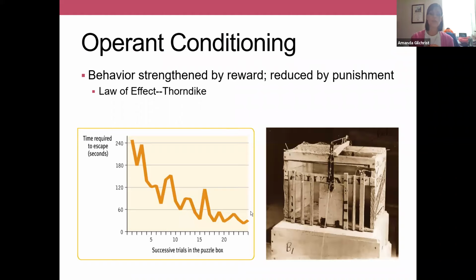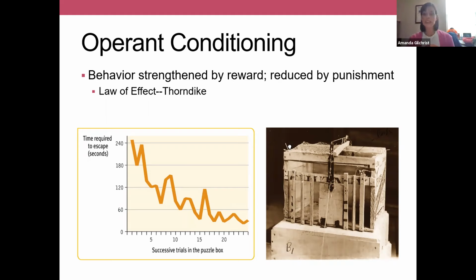So one of the first people to actually look at operant conditioning was Edward Thorndike. And what he ended up finding was that behavior will often either be strengthened by reward or reduced by punishment. So in general, he calls this his law of effect. Behaviors that lead to favorable outcomes are likely to be repeated. Behaviors that lead to unfavorable outcomes will not.